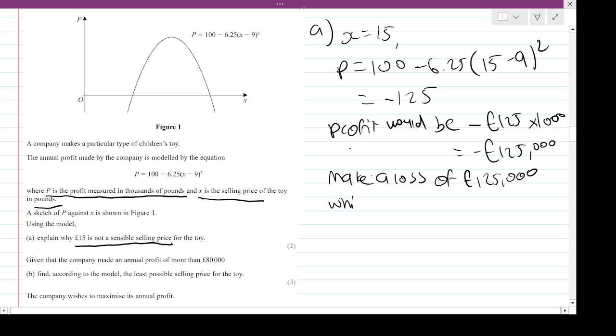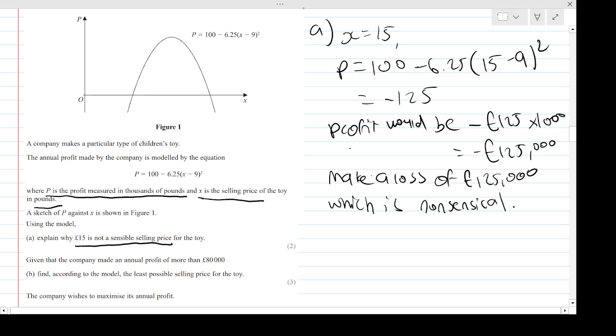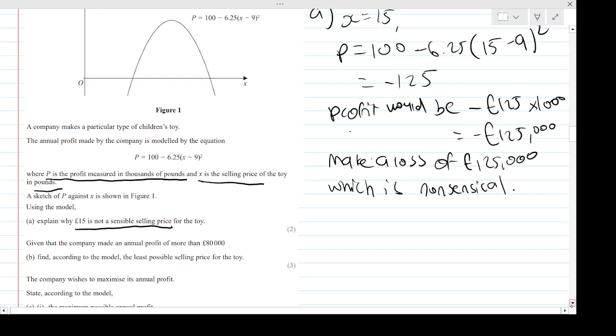Which is nonsensical, right? Which makes no sense, because why would a business want to do that when the whole idea is to make money and make profit? You want to be in the green, not the red. But there we are. So that's fairly common if you see that sort of thing: if you're given a particular number, why does the model not make sense? Well, just substitute that number in and see what happens. You probably get a weird number out of it. So here I get a negative, which is not ideal. But yeah, cool. Part A.